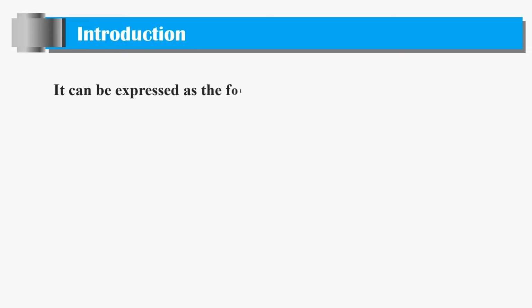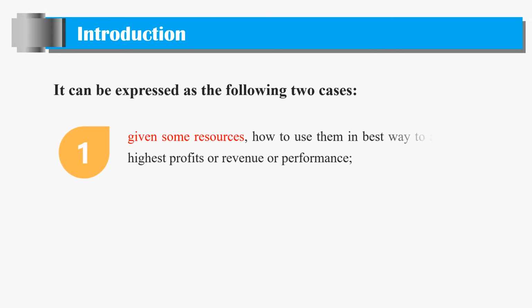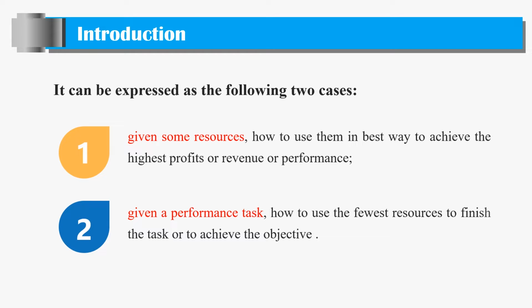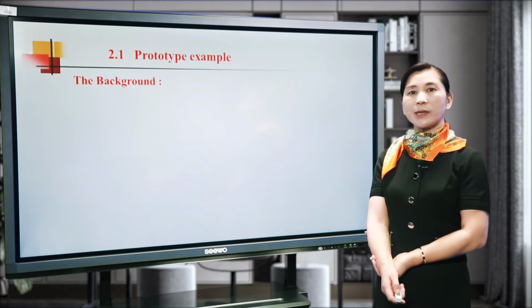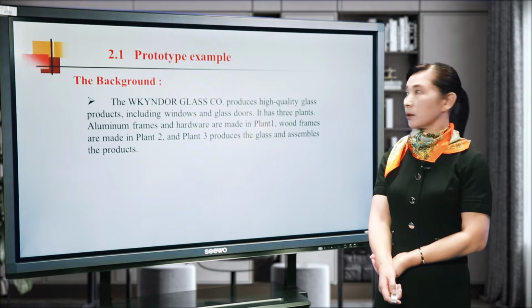It can be expressed as the following two cases. Number 1, given some resources, how to use them in the best way to achieve the highest profit or reward or performance. Number 2, given a performance task, how to use the fewest resources to finish the task or to achieve the objective. Now we see section 1, prototype example, the Wonder Glass Corporation.